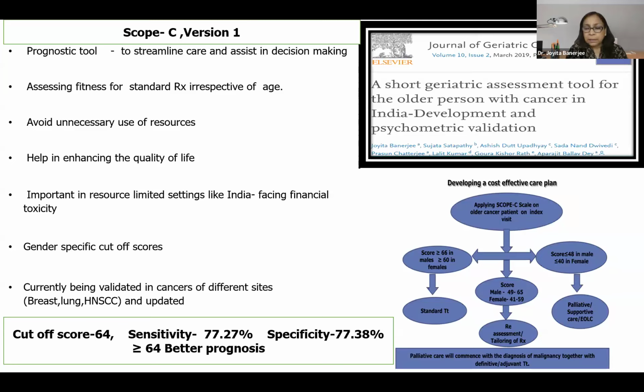So this tool was made keeping in mind the resource constraints in other LMICs, and to avoid unnecessary use of resources and enhance the quality of life of the patient too. And this also has gender-specific cutoffs, keeping in mind the gender disparity in cancer care. In most of the LMICs, not only the LMICs, globally also there is gender disparity in cancer care. Currently, we are trying to validate it in different cancers, in breast, lung, and head and neck cancers, and it is being updated to its second version too.